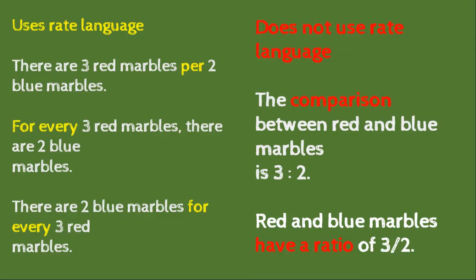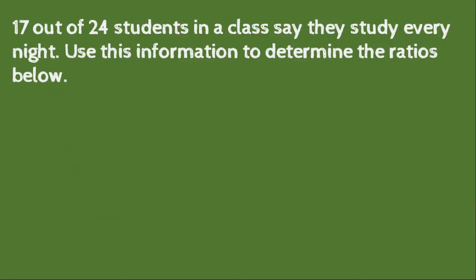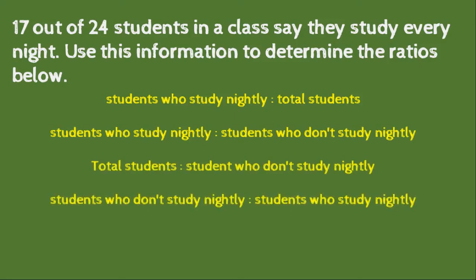In our next example, 17 out of 24 students in a class say they study every night. Use this information to determine the ratios below. We will need to figure out students who study nightly to the total number of students, students who study nightly to students who don't study nightly, total students to students who don't study nightly, students who don't study nightly to students who study nightly. This might seem a little bit complicated, but we only have to go step by step.